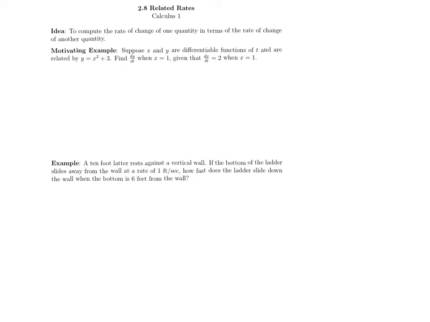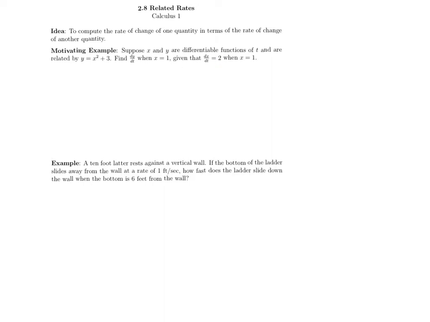That is, we will compute the rate of change of one quantity in terms of some other known rate of change. And what I'd like to do is start off with a motivating example that really makes this hopefully as clear and as easy as possible for us to see. So if we know x and y are differentiable functions of t, and they're related by some equation, what we would like to do is find the rate of change dy/dt precisely when x is equal to 1, given that dx/dt is equal to 2 when x is equal to 1.